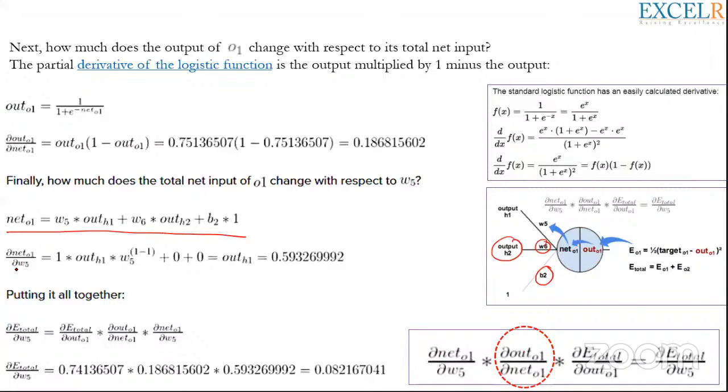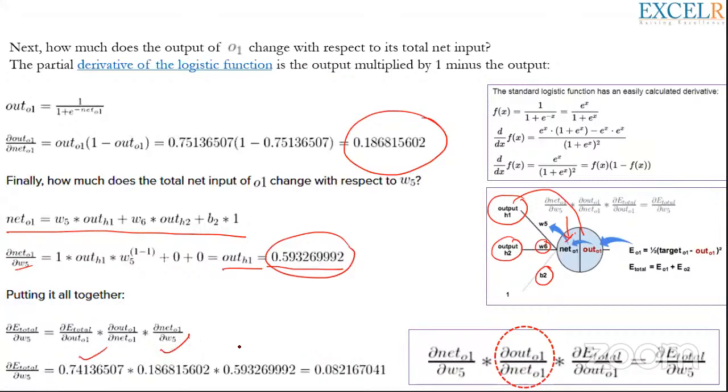Apply the derivative with respect to W5. When you apply that, I've got out H1, which means only out H1 is impacting your net o1. That is 0.593. So take all these values, the earlier values, and plug them into this equation: 0.74, 0.18, 0.593. So dou E total by dou W5 is 0.082. This is the value we have received, 0.082.